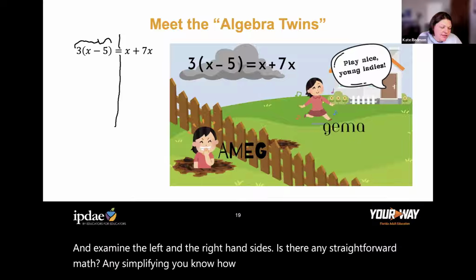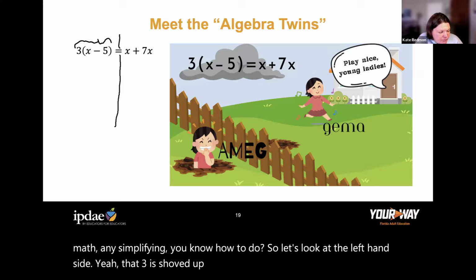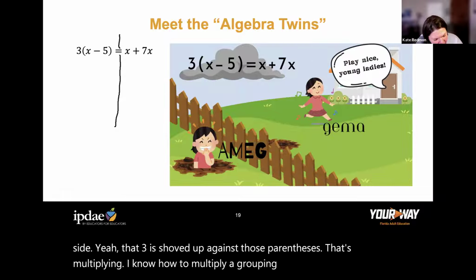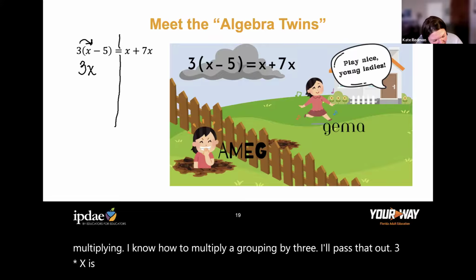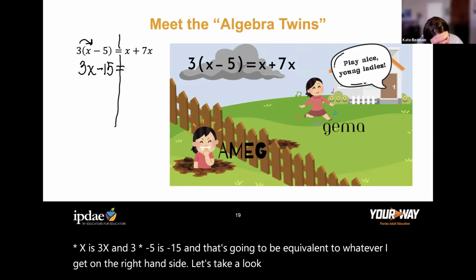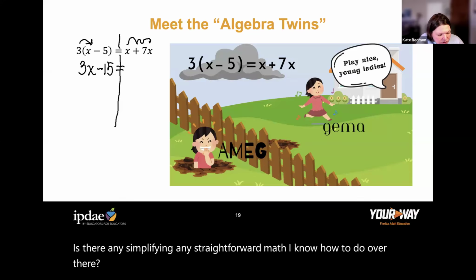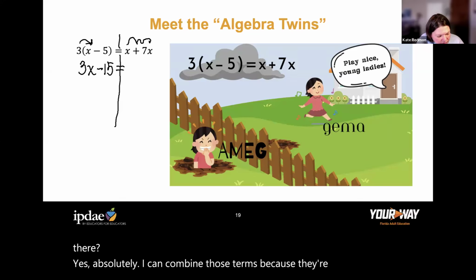So let's look at the left hand side. Yeah, that 3 is shoved up against those parentheses. That's multiplying. I know how to multiply a grouping by 3. I'll pass that out. 3 times x is 3x, and 3 times -5 is -15. And that's going to be equivalent to whatever I get on the right hand side. Let's take a look at the right hand side. Is there any simplifying, any straightforward math I know how to do over there? Yes, absolutely. I can combine those terms because they're like terms. x plus 7x is 8x.